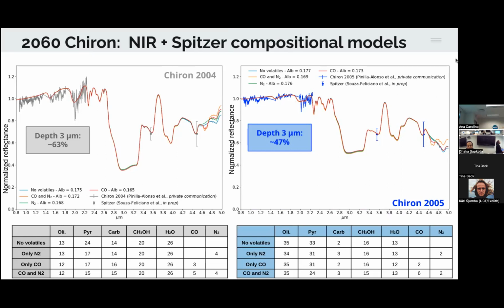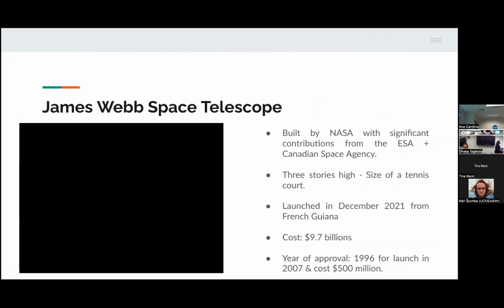So only with JWST we can understand the whole of these materials, because we can see here after 4 microns, the shape is totally different, and also the 3 micron bands in both spectra are very different too. In that case, with a depth of almost 62%, and in the other case almost 47%. So we don't have a way to access this difference, but with JWST we will.